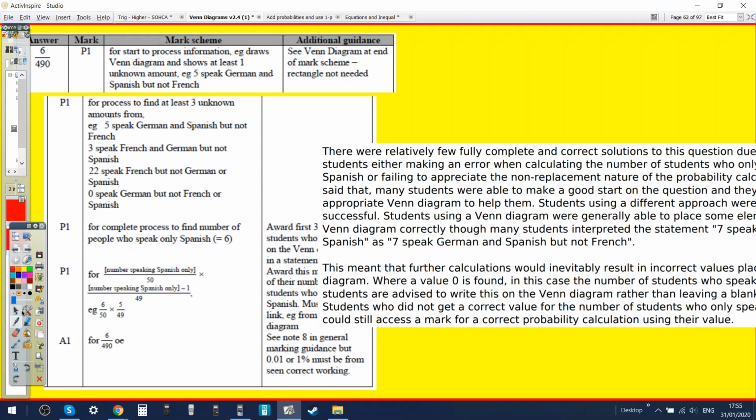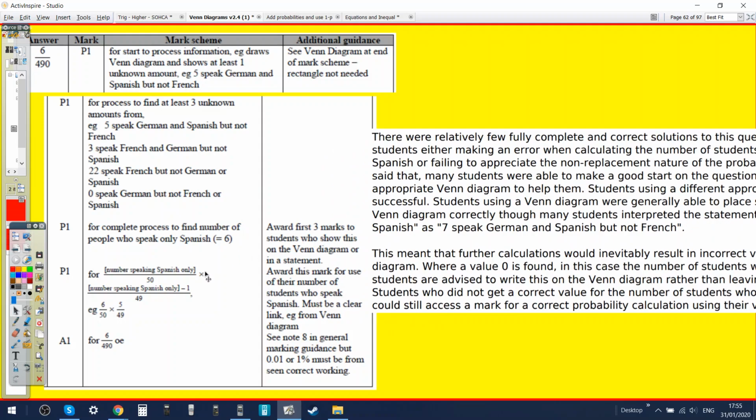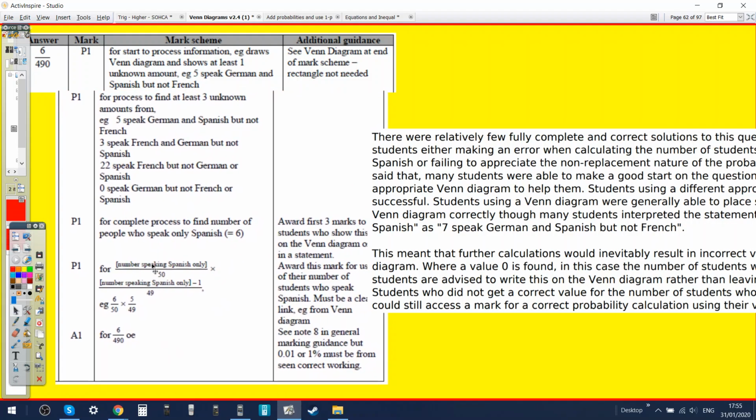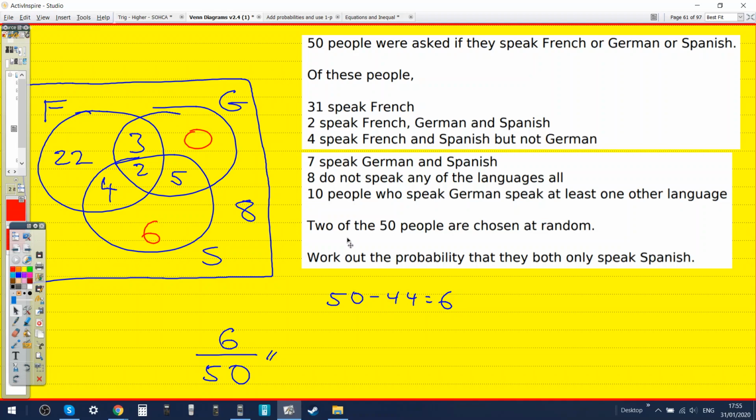See this? So number speaking Spanish only over 50 times number speaking Spanish only. This is a crazy difficult one. You know how it's 6 over 50? Yes. This is conditional probability. So what they should have said was one person is picked and not replaced, and then a second person is picked.